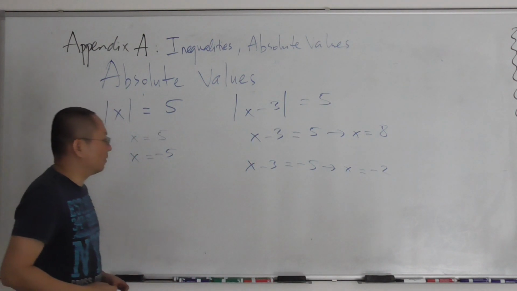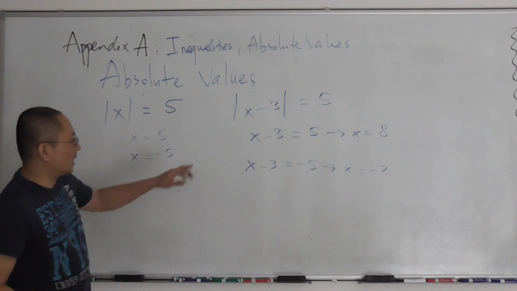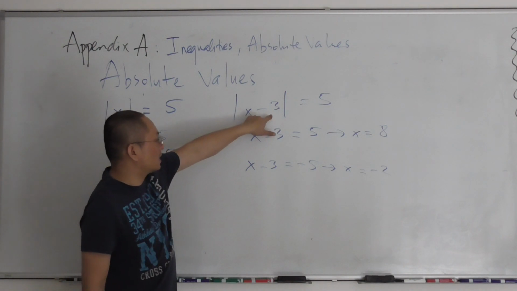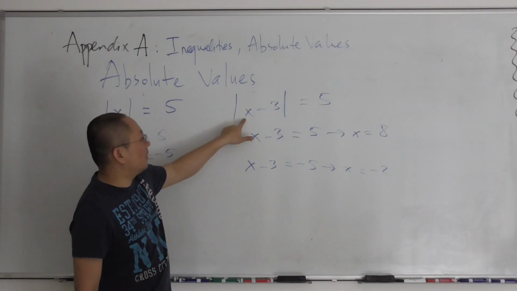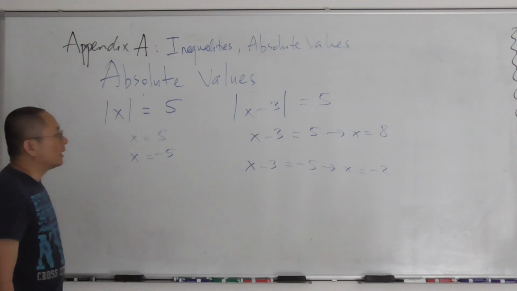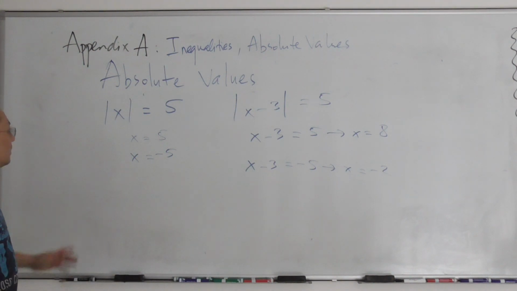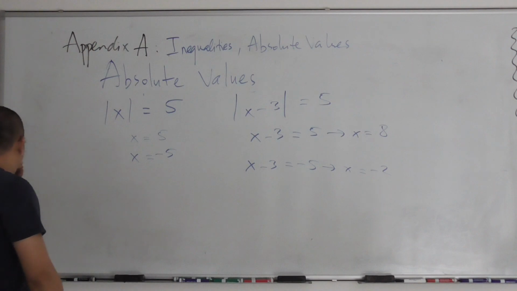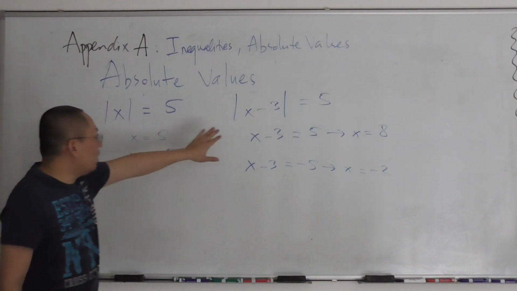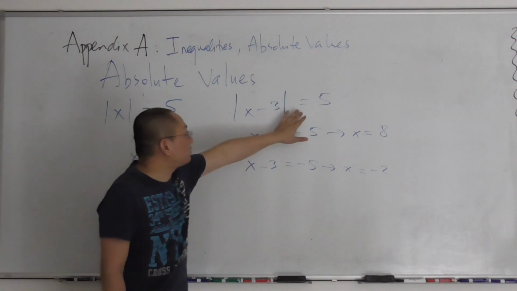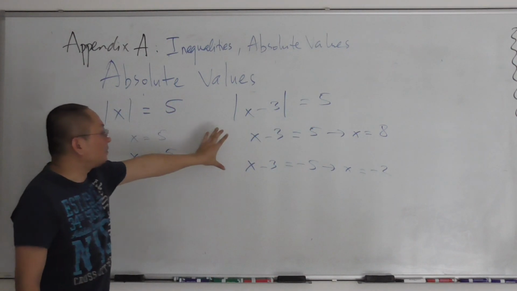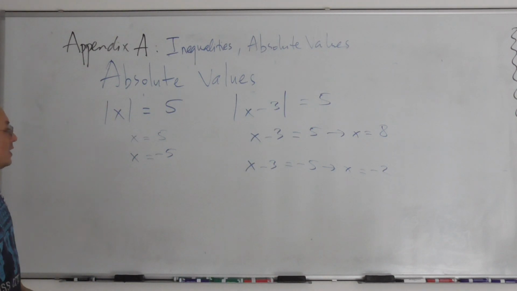I've just added 3 on both sides. I have this. See? Check it out. 8 minus 3, yes, 5. Good. Or negative 2. Negative 2 minus 3 is negative 5. The absolute value is still 5. So it doesn't matter what, excuse me, whenever you have absolute value equal to a number, you split it up into two cases, and you can solve.